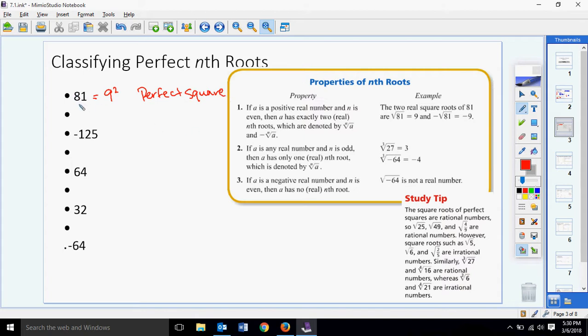We could check to see if it's a perfect cube. So what times what times what gives me 81, and there is no number.